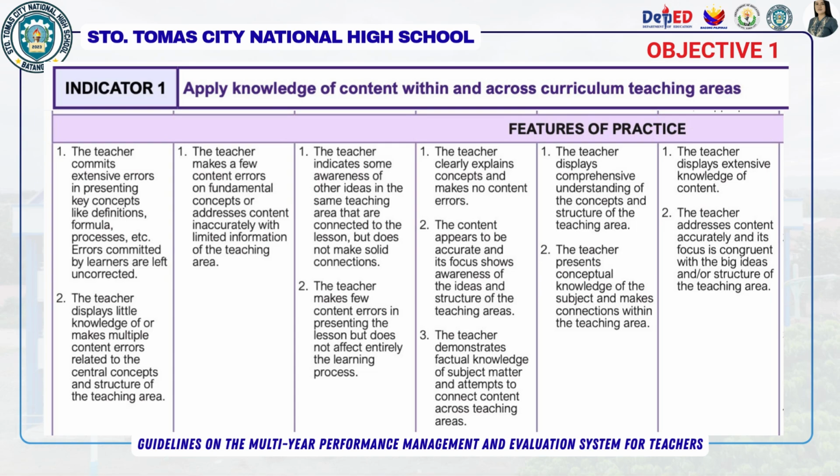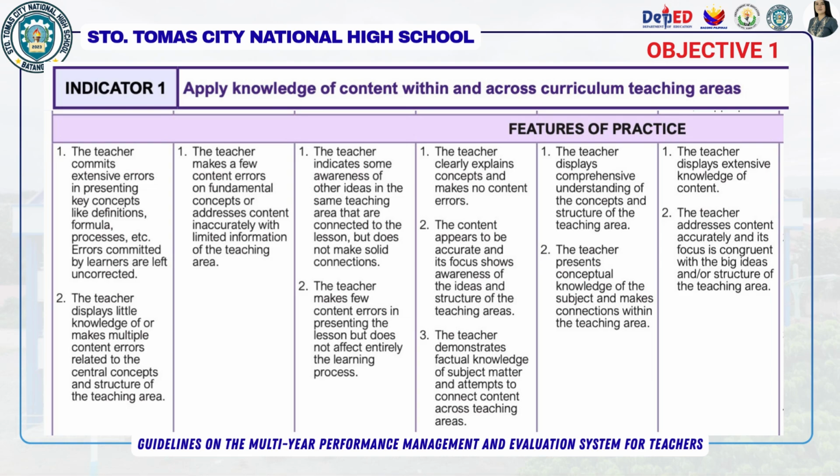This slide shows another version of the rubric for the same Objective 1, Indicator 1, which focuses on the features of practice for different career stages. Remember that Level 1 to 5 typically corresponds to the beginning to proficient stages. Notice the clear differences in the features.